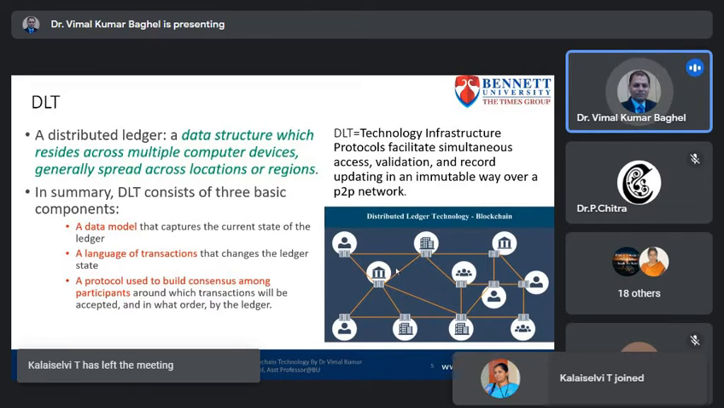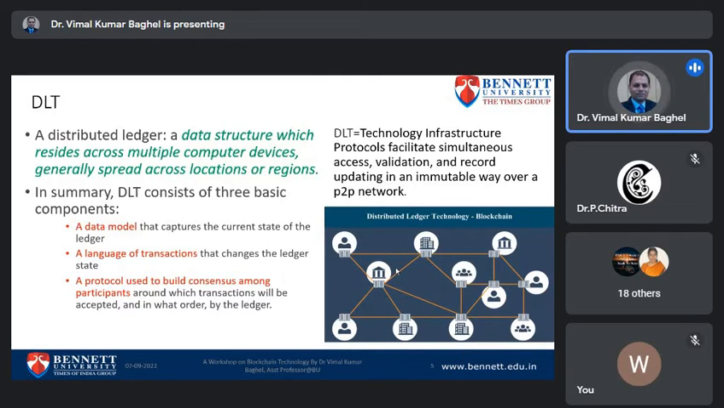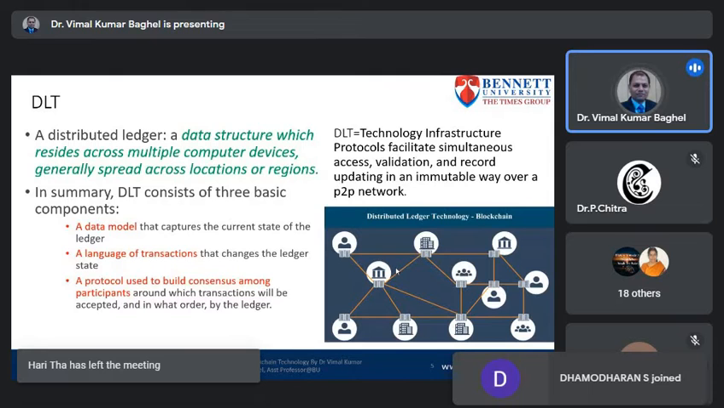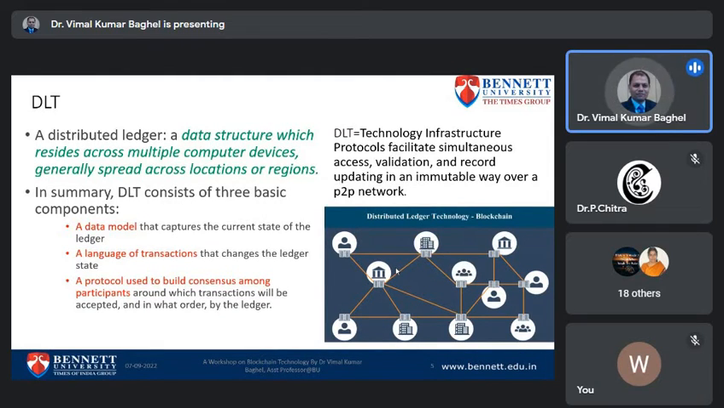That is a data model, a language of transactions, and a protocol that is used to build consensus among these participants. So there are three major things that have to be considered. First, a data model that captures the current state of the ledger. For example, if a participant is trying to do a transaction, that user will have a data model.